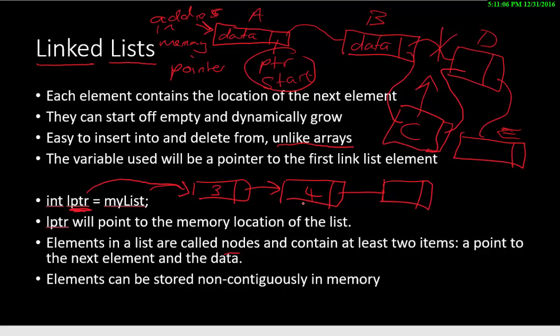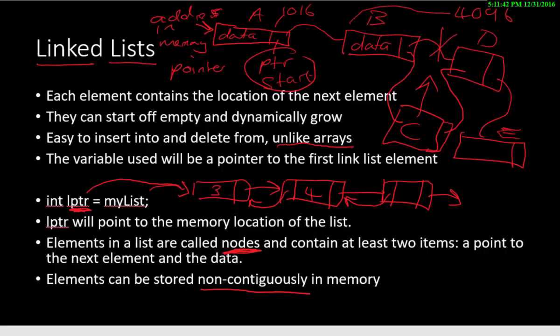They're called nodes. That's the correct academic term for them, nodes. And they contain a pointer to the next and the data itself. They may also have a previous pointer. Some are implemented with next and previous, so they're doubly linked lists. They can be stored in non-contiguous locations in memory. And that's because that could start off in, say, memory address 1016, and this one could start off in 4096. I'm just making those numbers up, but they don't need to be close to each other.